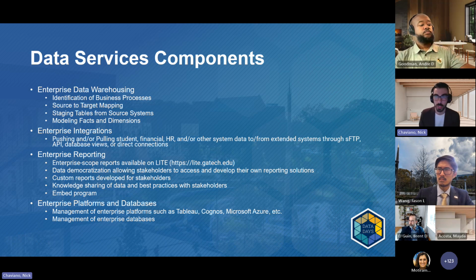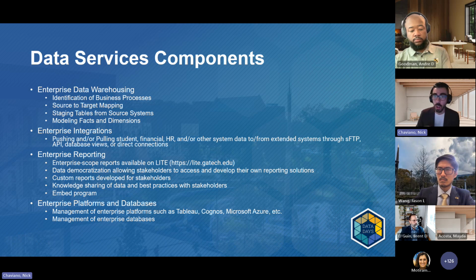And so there's thousands of integrations that are happening to help support the different systems across campus and to make sure that they function properly. Lastly, is enterprise reporting, and Andre Goodman is going to present right after me and talk a little bit more about the enterprise reporting team and some of the functionality there. So I'll leave that to him.